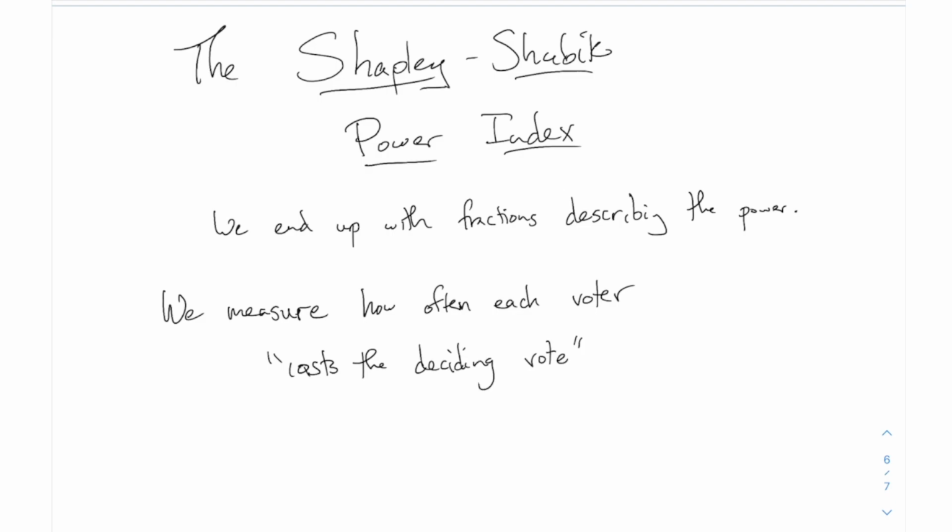A dummy will never cast the deciding vote. That is because whether they vote or not, it never matters. A dictator, whenever they cast their vote, that will automatically be the deciding vote. For everybody else, maybe sometimes they're the decider, sometimes they're not. This is the kind of thing that we're going to look at with the Shapley-Shubik.